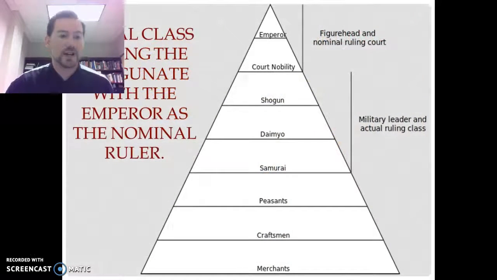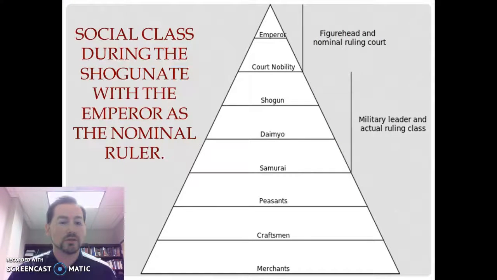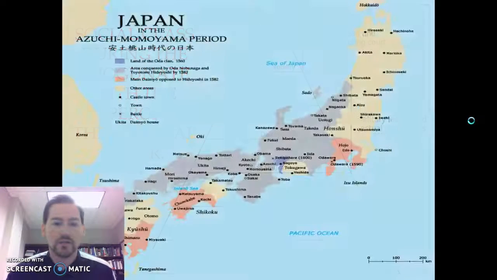And I showed this before. Gotta move my head again. So during the shogunate, the emperor is at the top of this social hierarchy, but he's not really running the government. He's more of a figurehead. He's got nobility around him who act as advisors, but really the chief executive here is the shogun. The shogun is the one who's in charge, and the daimyo are the nobility who own certain rice lands. We'll mention that in a second.